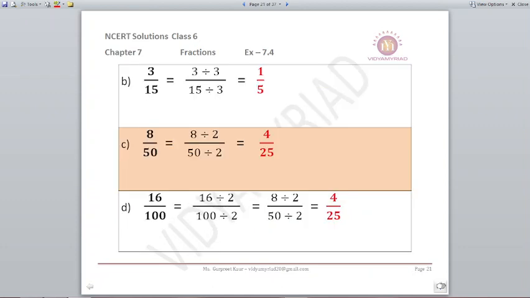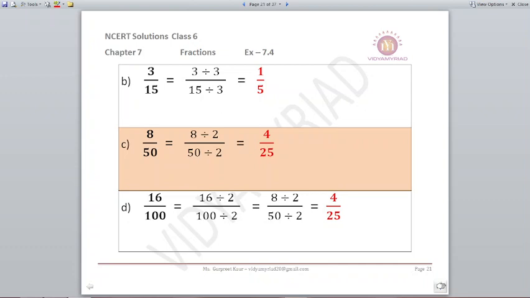3 upon 15. Both are divisible by 3. So 3 divided by 3 is 1. 15 divided by 3 is 5. So 1 upon 5. 8 upon 50. Both are even numbers. We can start with 2. When we divide it by 2, we get the fraction 4 upon 25.